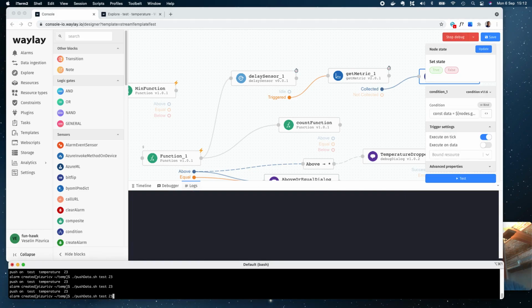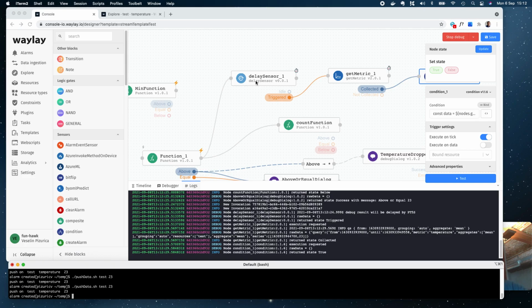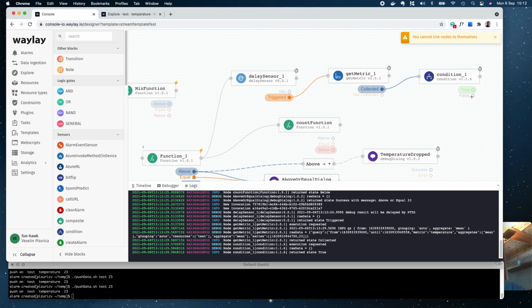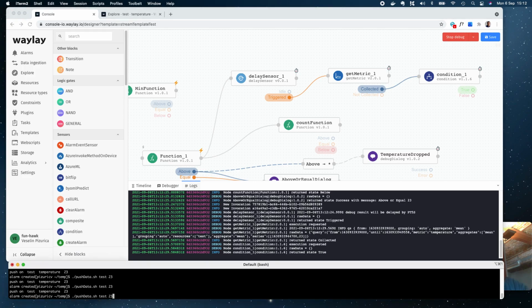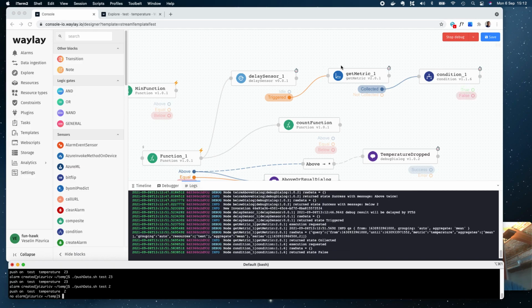I'm going to push temperature 23. Now we have to count 5 seconds. All right, we got this one metric here, and we had a condition which was actually true, which meant that we had in the past 10 seconds a minimum value which was above 15. Now let me do it again and push value 2. If I do that, we'll now trigger the delay sensor. It will wait for 5 seconds. It fetches the data, and then we'll look back here, and indeed now we have fetched value 2. That is what we see here, and this threshold crossing was below 15.